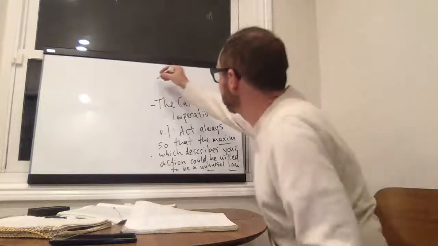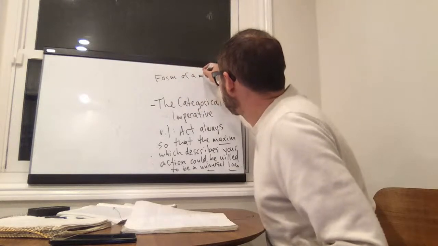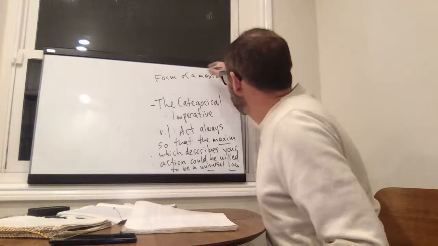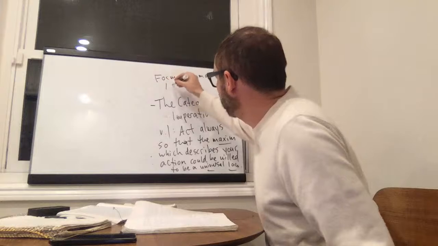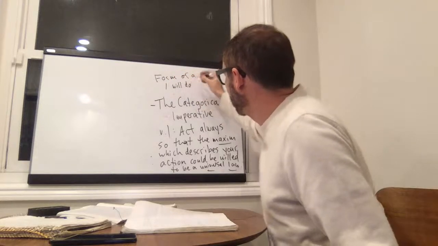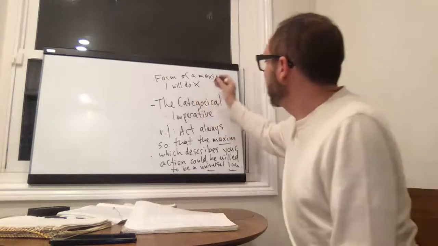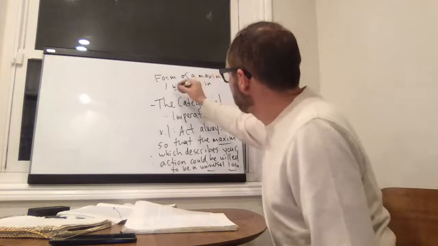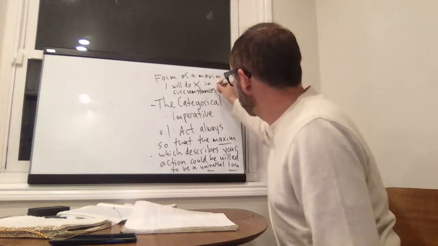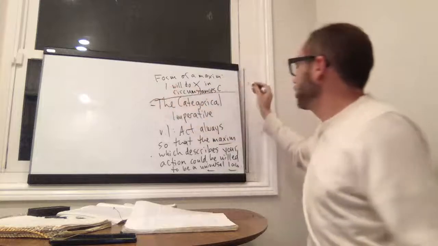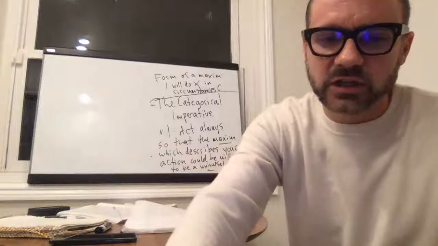Here's the form of a maxim. So the form of a maxim is a statement that has this structure. I will do some action, and we're just labeling it X for the moment because it could be indefinitely many things. I will do X in circumstances C. And C is another placeholder for whatever the given circumstances are in the example. That's the form of a maxim. I will do X in circumstances C. Here, I'll add it to the chat as well.